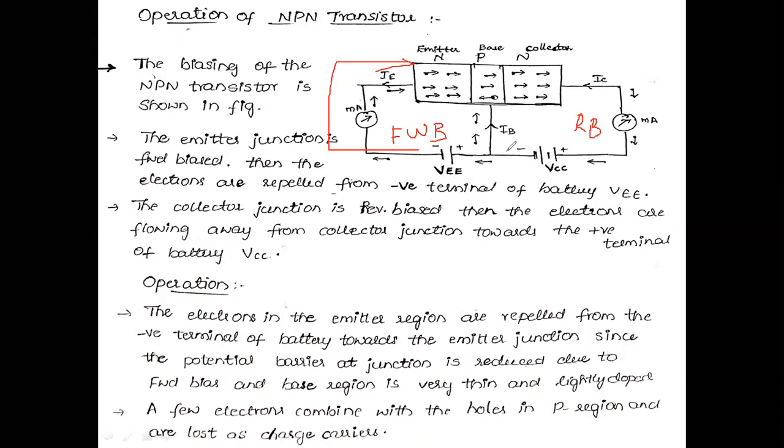The collector junction is reverse biased. This emitter junction is forward biased, and this collector junction is reverse biased. Since the collector junction is reverse biased, the electrons are flowing away from the collector junction towards the positive terminal of the battery.